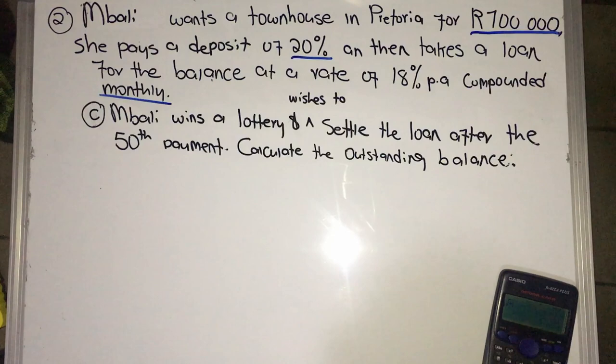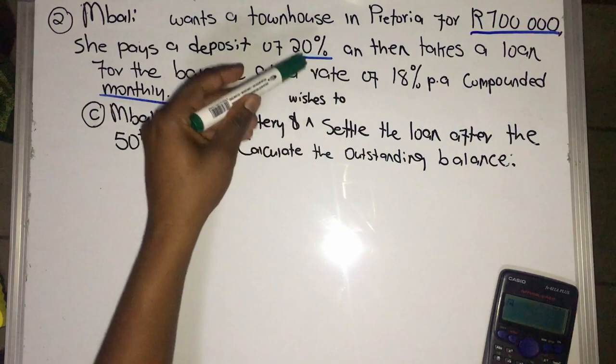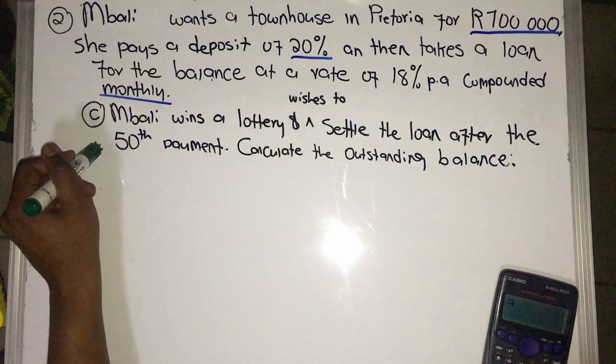Our last question: Mbali wins a lottery and wishes to settle the loan after the 50th payment. Calculate the outstanding balance. Okay, so Mbali wins a lotto, and then when she settles the loan after the 50th payment.